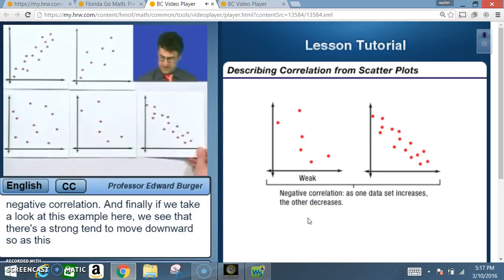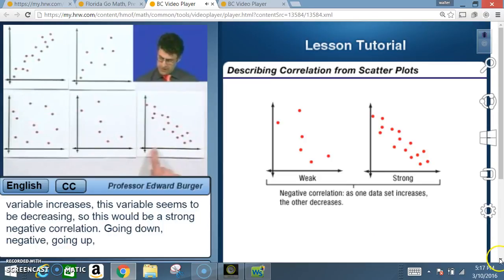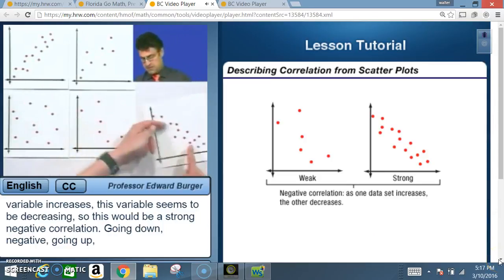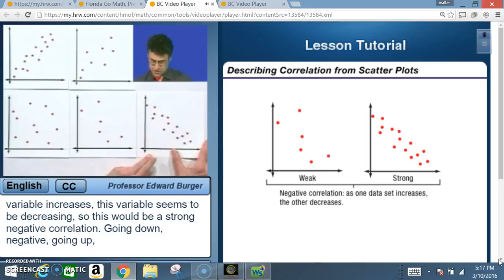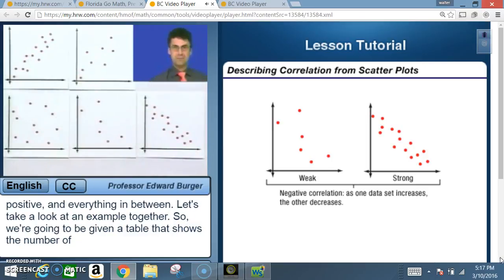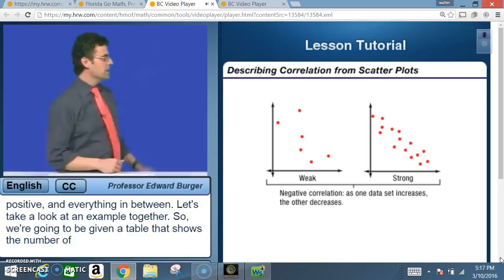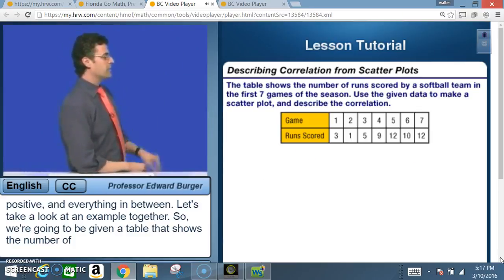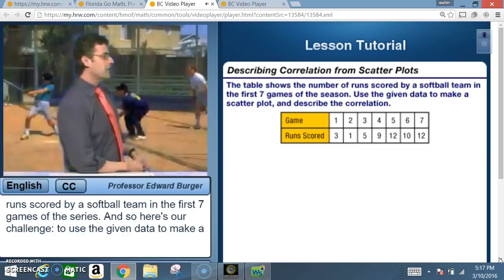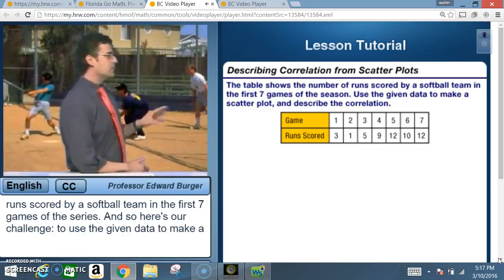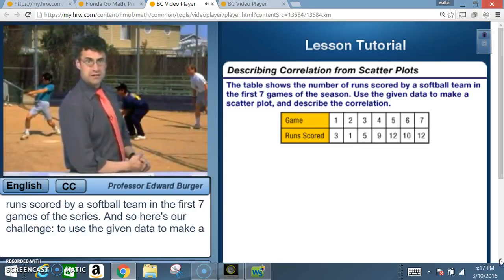And then finally, if we look at this example here, we see that there's a strong tendency to move downward. So as this variable increases, this variable seems to be decreasing. So this would be a strong negative correlation. Going down negative, going up positive, and everything in between. Let's take a look at an example together. We're going to be given a table that shows the number of runs scored by a softball team in the first 7 games of the series.